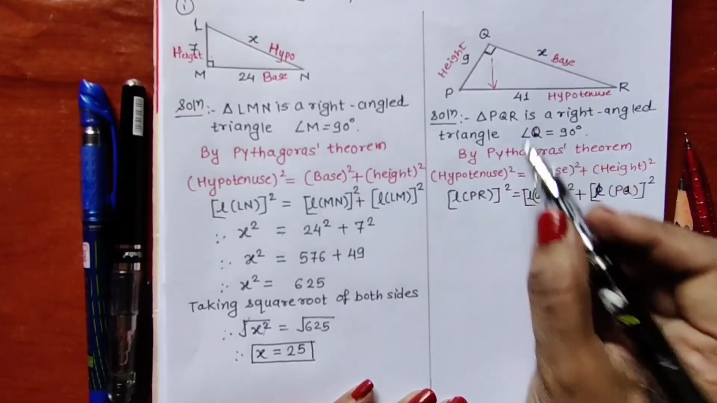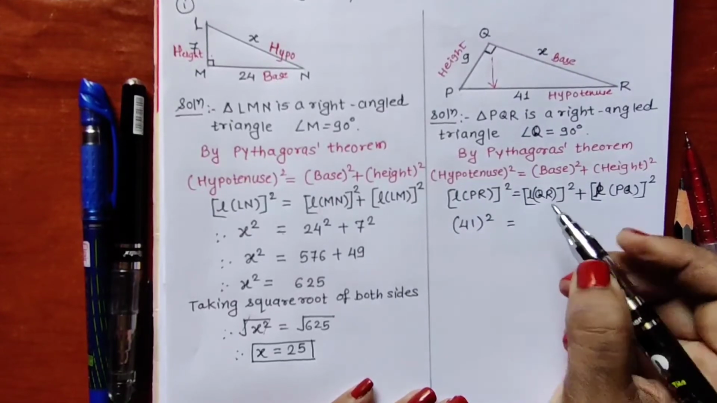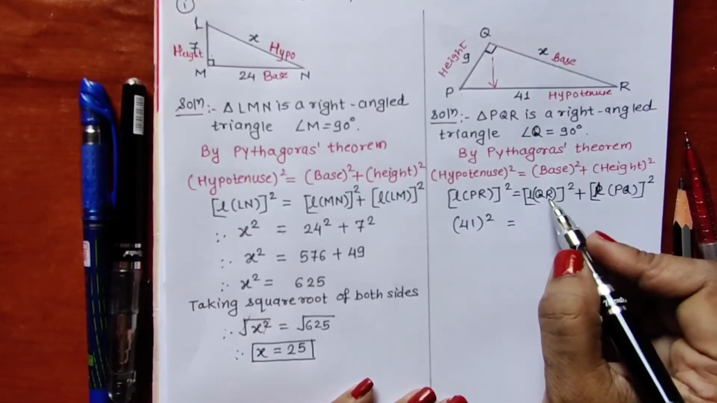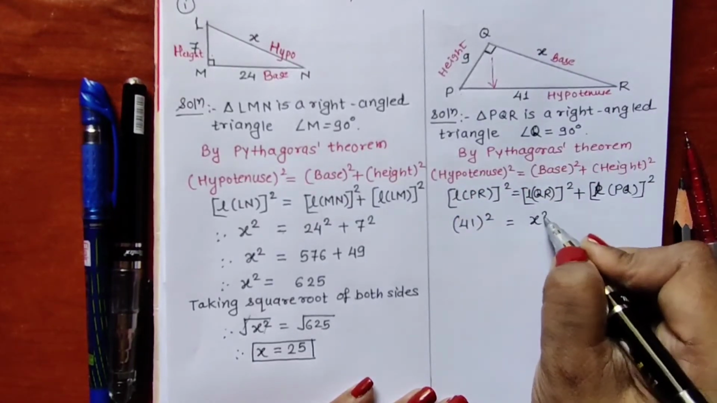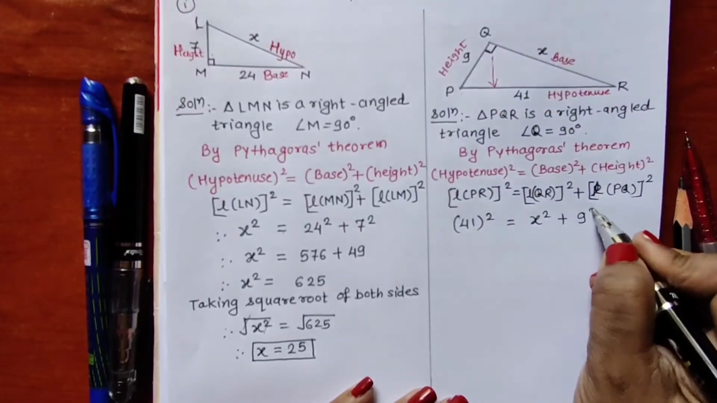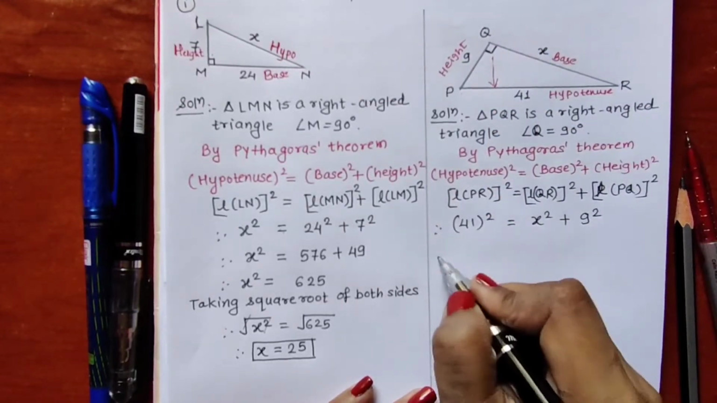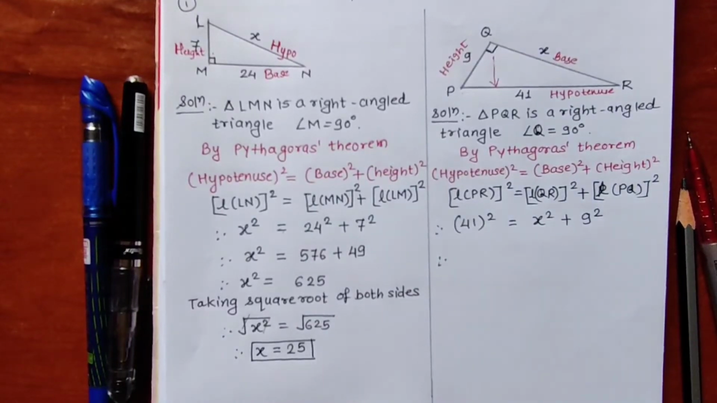Hypotenuse value is given 41, so we should write 41 square is equal to QR. QR is base, base is x, so we should write x square plus PQ. PQ is 9, therefore 9 square. Now the next step is we have to write the squares of numbers. 41 square we have to find out. How to find? 41 multiplied by 41 will be 41 square.